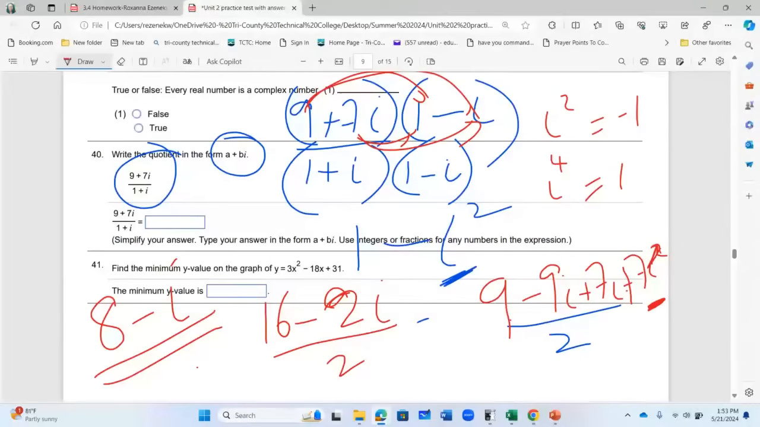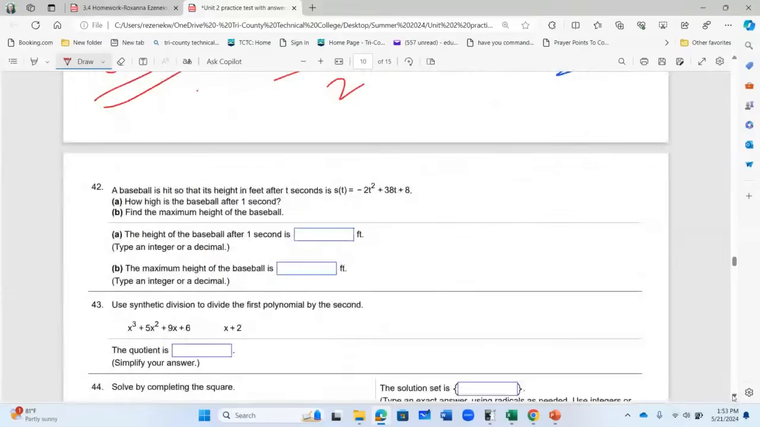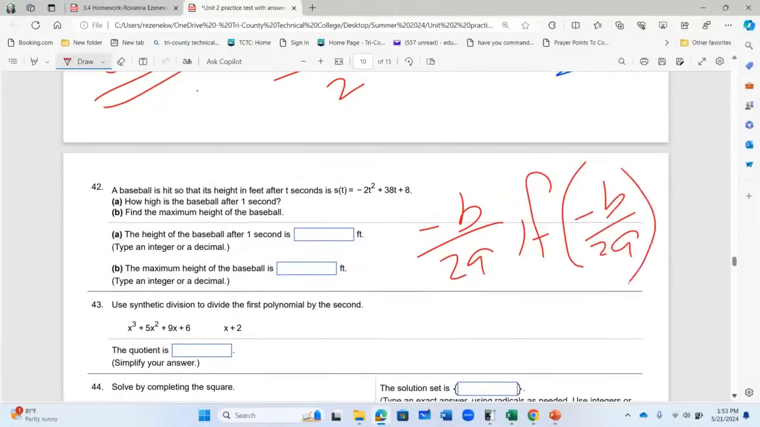Any question? All right. Anytime you're told to find the minimum or maximum value, you can use your calculator. If you don't want to use your calculator, use the formula. And what is the formula? The formula is negative b over 2a, comma f of negative b over 2a. So that's the formula. If you're told to use the formula, then go ahead and use the formula.